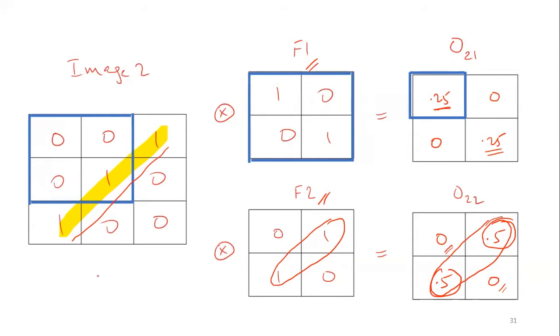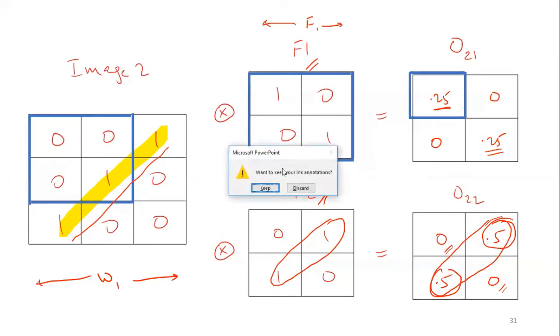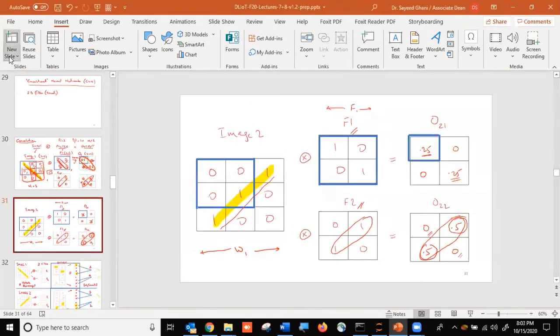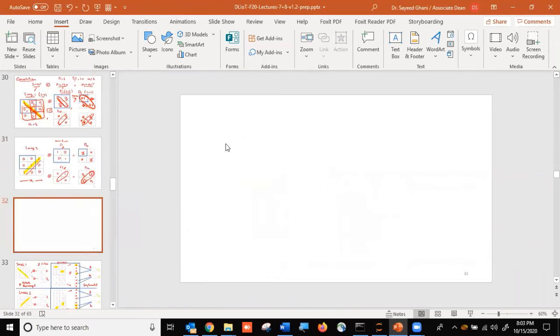Let's say that the filter is of size W1, and the image is of size F1. What do you think the output is going to be equal to? Can you write an equation for this? It's a little tricky, but think of another image. Let's take an example of an image which is a little bigger.